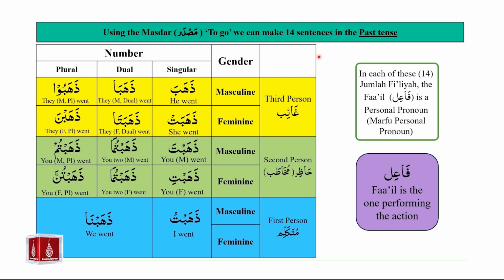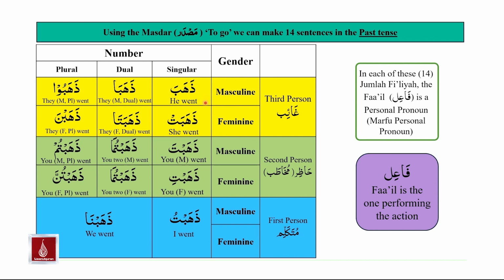The following is a table of jumla fi'liya in the past tense. And in this table, we have a total of 14 jumla fi'liya. Please note that in each of these 14 jumla fi'liya, the fa'il is a personal pronoun. And since fa'il always needs to be marfu, these are all marfu personal pronouns. Please note that fa'il is the one that performs the action. So in the case of zahaba, the fa'il is he or huwa.